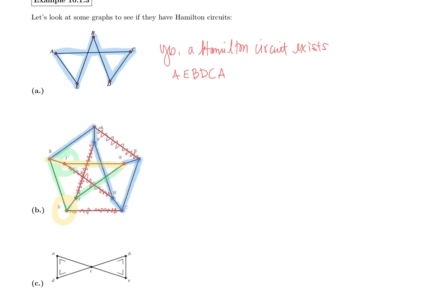So you'll find that if you follow the rules and you don't repeat any of these vertices, there is no Hamilton circuit here. There's no way to build a Hamilton circuit for this graph, because no matter what you do, you're going to repeat a vertex in order to catch them all. Otherwise, you're going to skip one no matter what way you go.